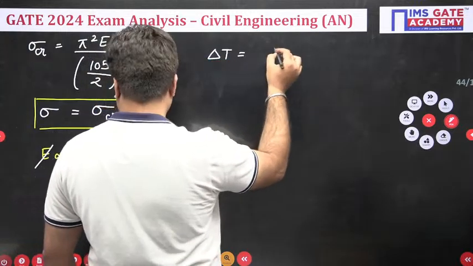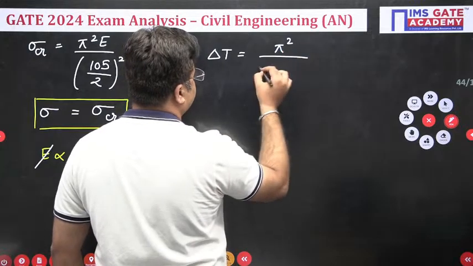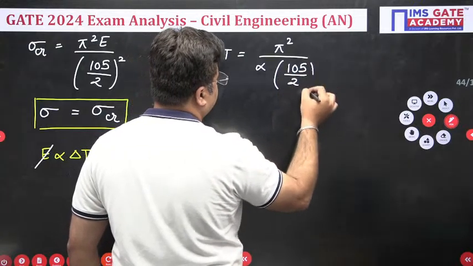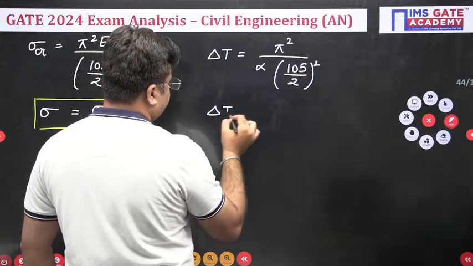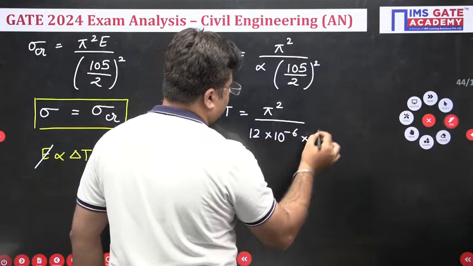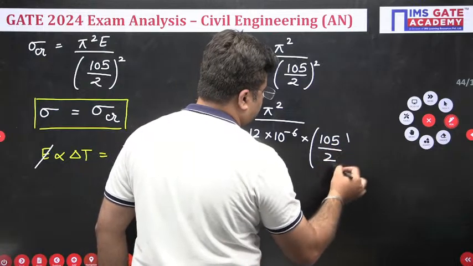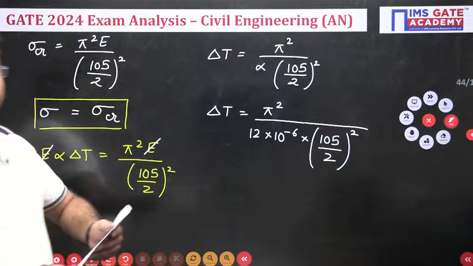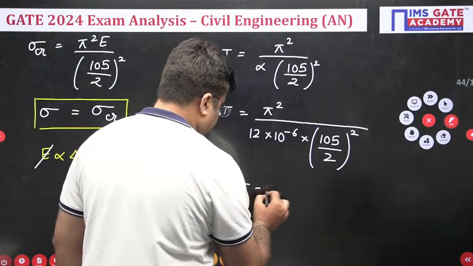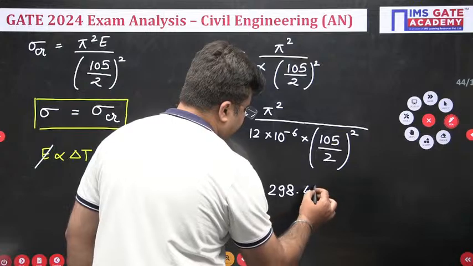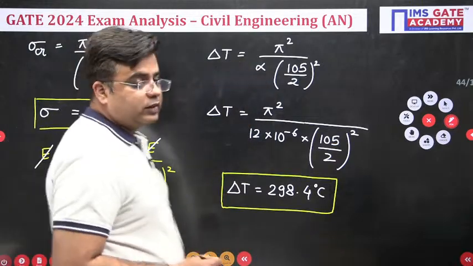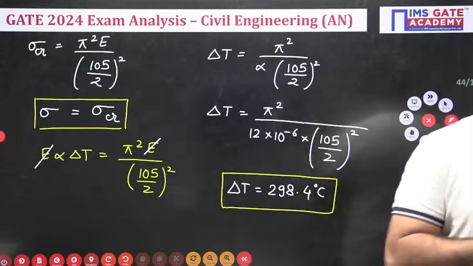So this is equal to pi square by alpha into 105 by 2 the whole square. Substitute the value of alpha. So delta T is equal to pi square upon 12 into 10 raised to the power minus 6 into 105 by 2 the whole square, right? From here you can calculate this temperature, and it comes out as 298.4 degrees Celsius. This is the temperature at which the thermal stress that is developed will cause the buckling of the column, right? Okay, coming to the last question.